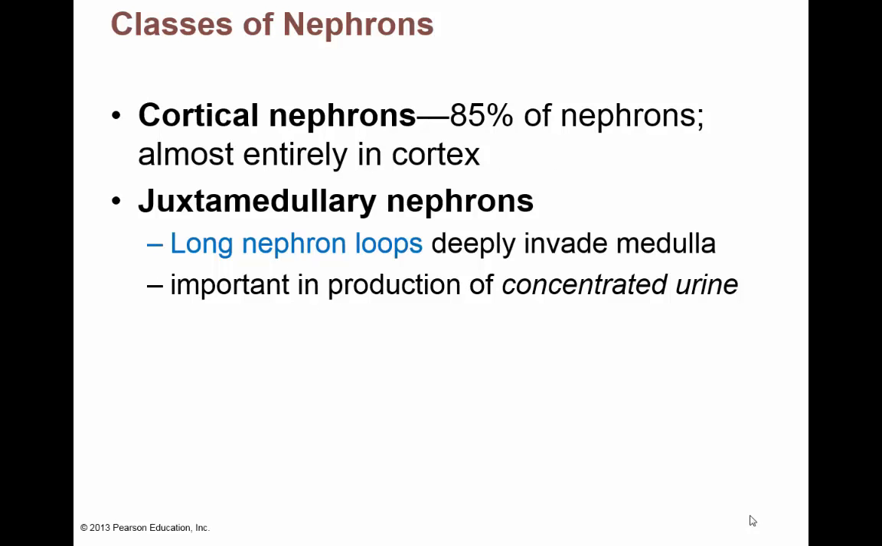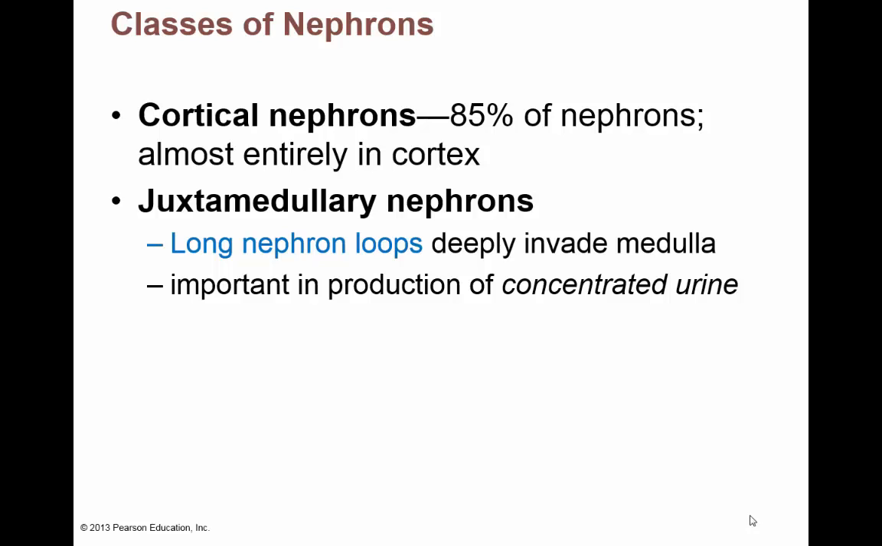Now, there are two types of nephrons. There's one known as a cortical nephron and one called a juxtamedullary nephron. It's a long word. The majority are cortical nephrons. So 85% of all the nephrons are cortical nephrons, named because they're almost entirely found in the cortex. So all of that proximal, all that distal, and they have a short little nephron loop of Henle. So the majority are all hanging out in the cortex region, hence the cortical.